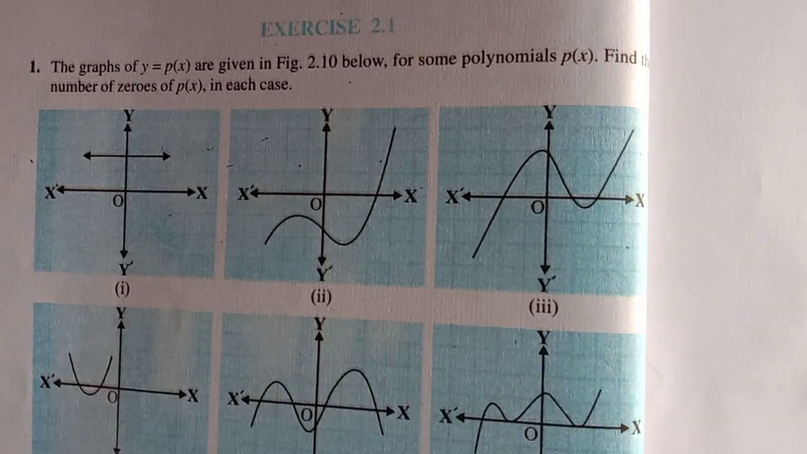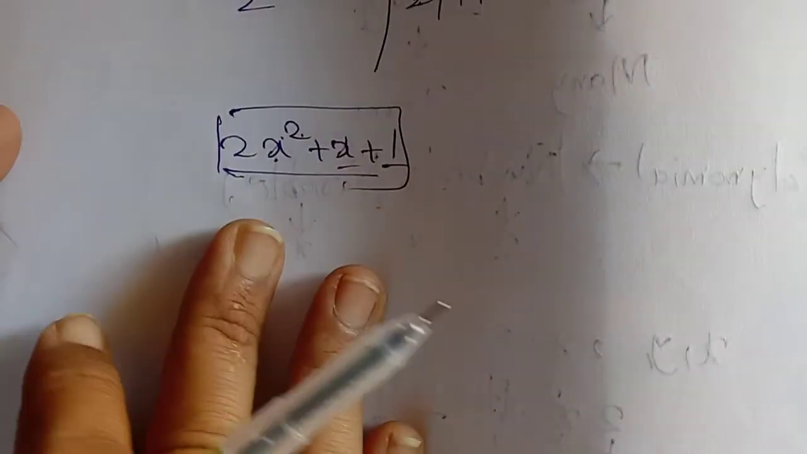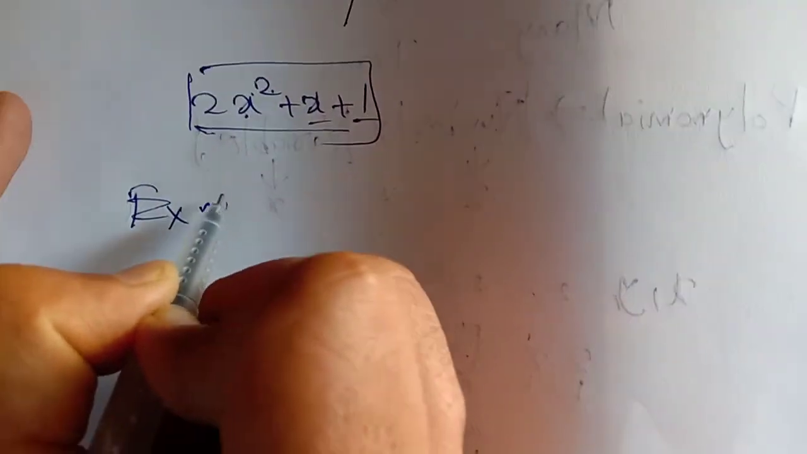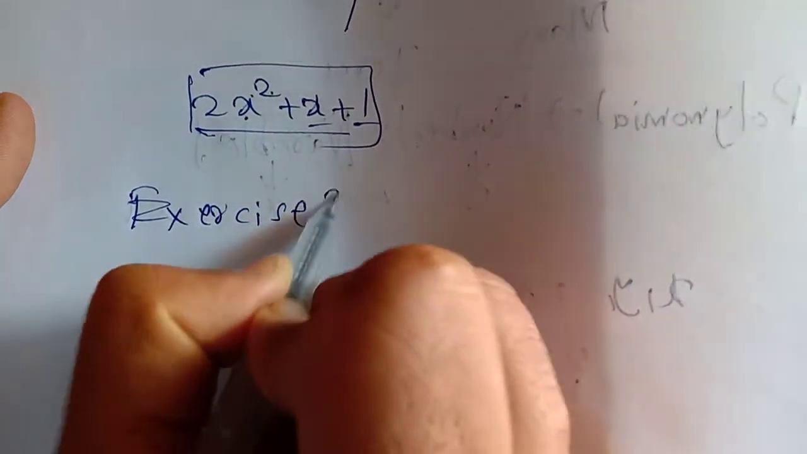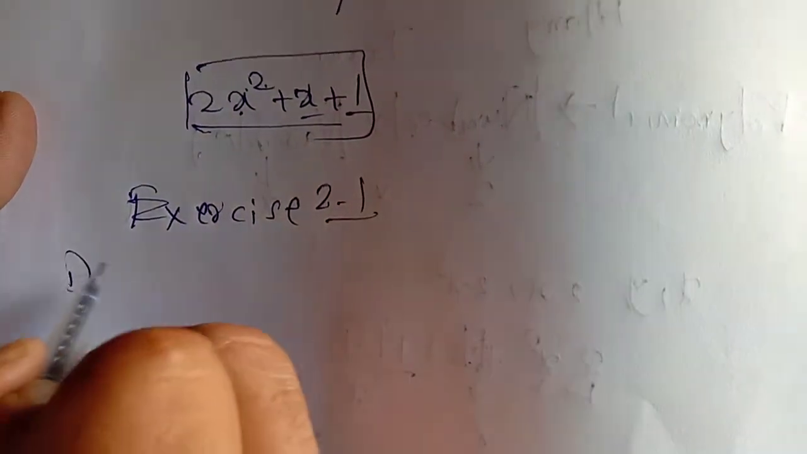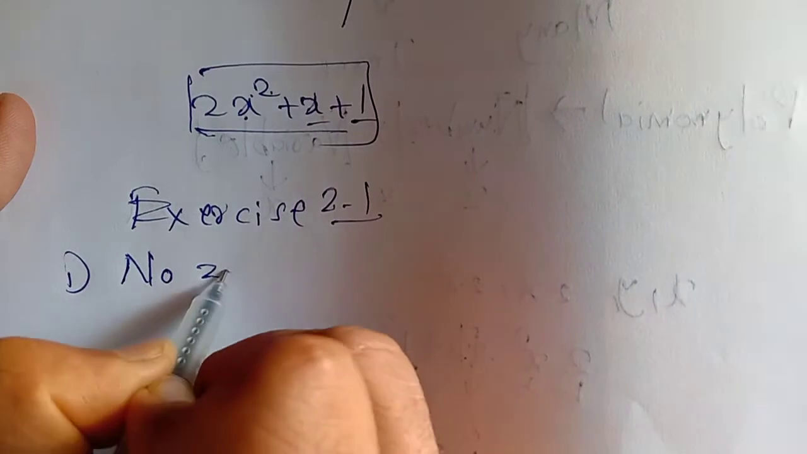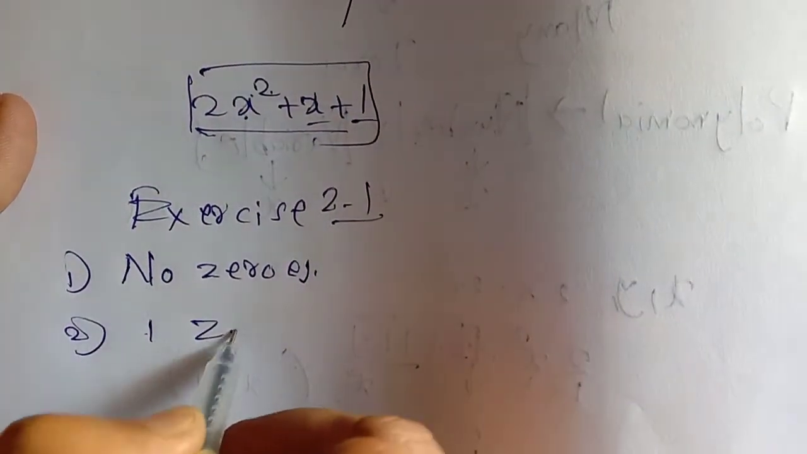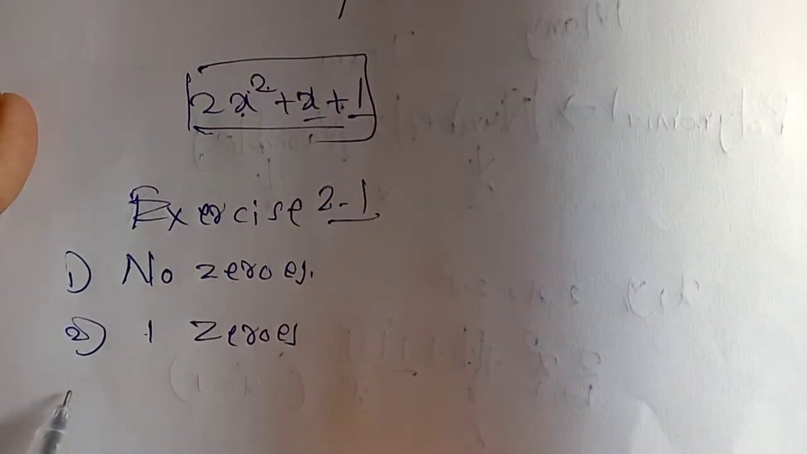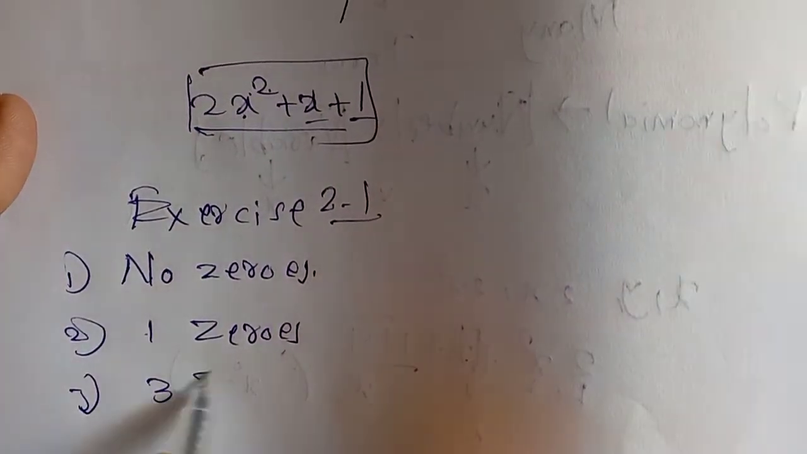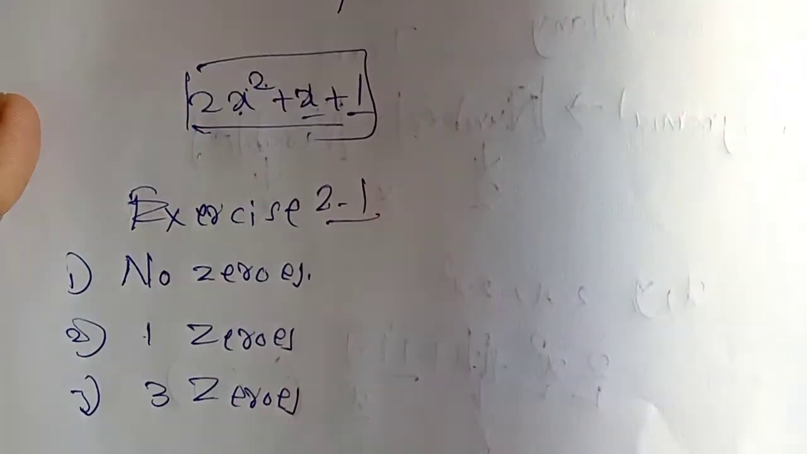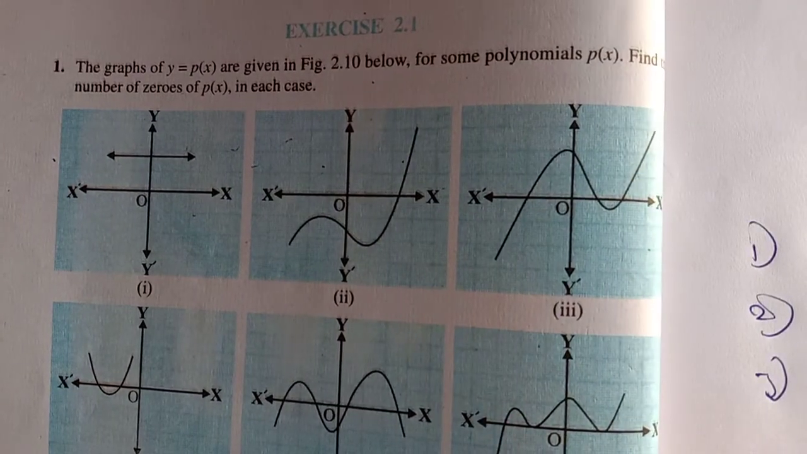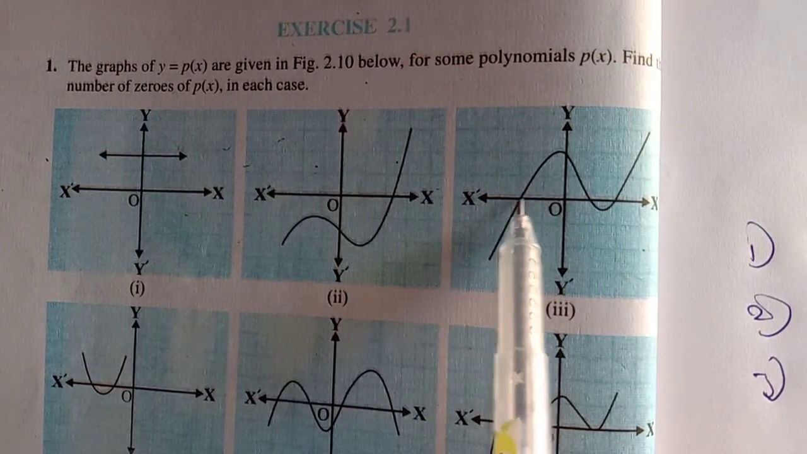Let's write this in exercise 2.1. First one, no zeros. Second answer is 1 zero of the polynomial. Third answer is 3 zeros. Okay, I have told you up to 3. Now let's see the next one. I hope you understood 1, 2, 3.